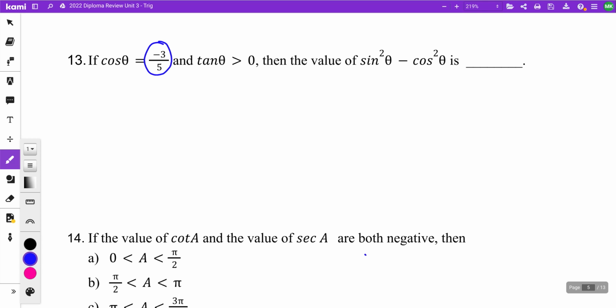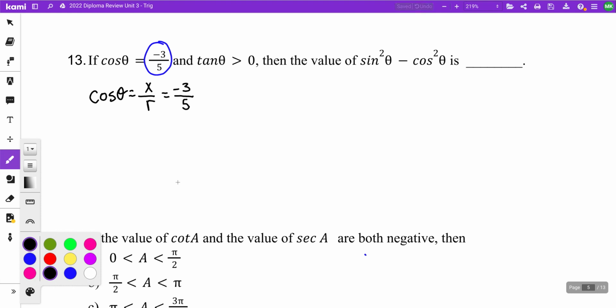So it says cos theta equals negative 3 over 5. That's not on our unit circle, right? But when we see cos or sine or tan equal something, that's giving you two sides to a triangle, always. I know that cos of theta equals x over r. That means they gave me an x value of negative 3 and an r value of 5. I can sketch this now.